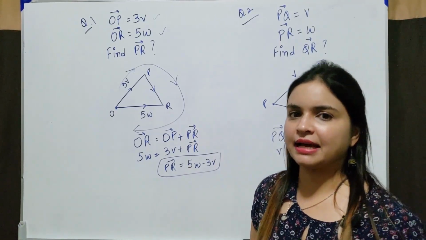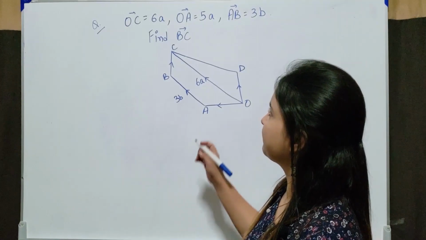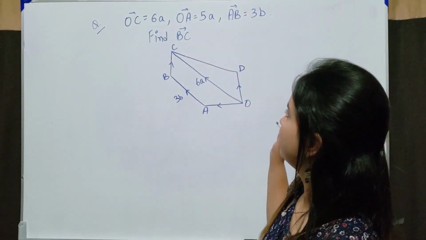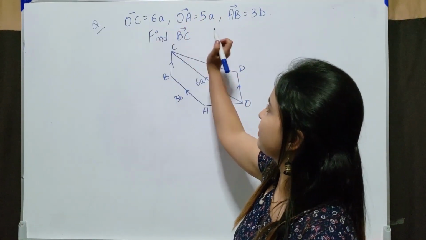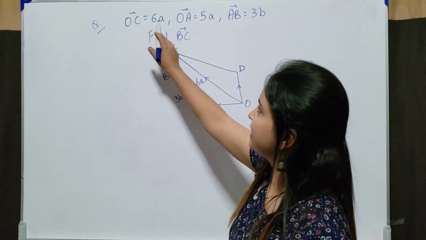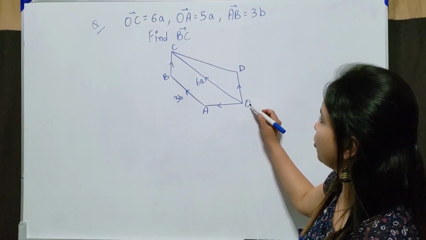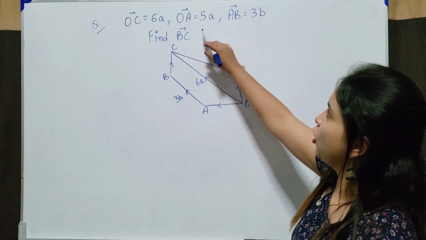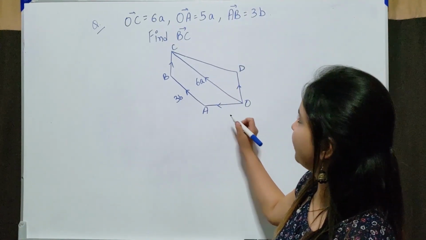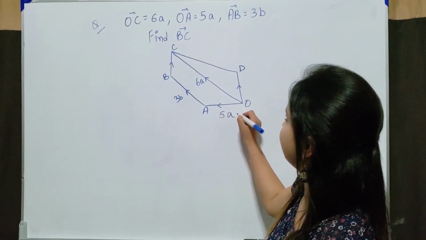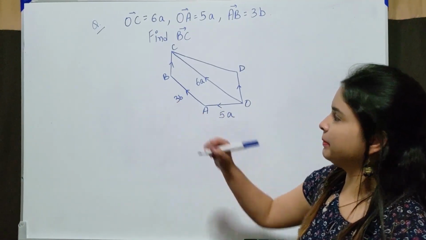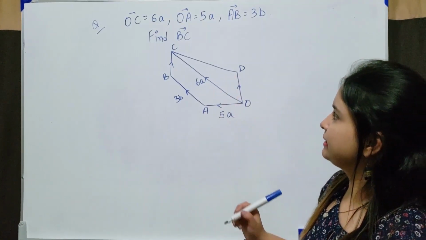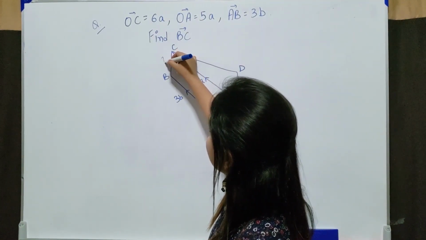Let's do another example. Now look at this example. I have been given this diagram. Now, I have some vectors. Vector OC is 6A. The value of OC is 6A. OA is 5A. And AB is 3B. So, three vectors are given. Find BC. You have to find this vector.